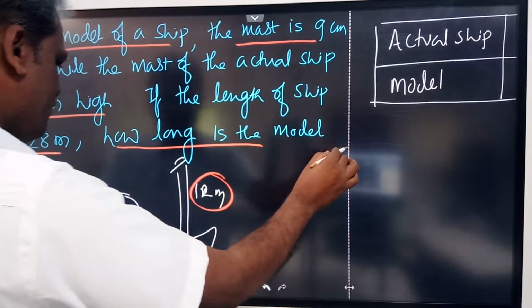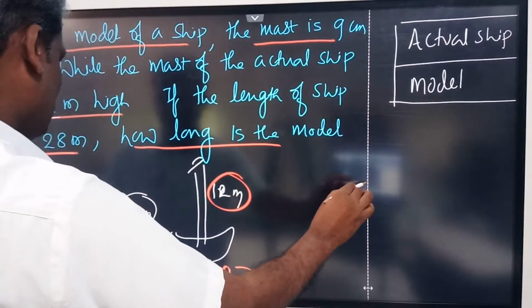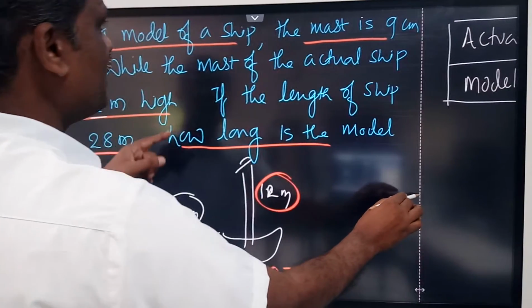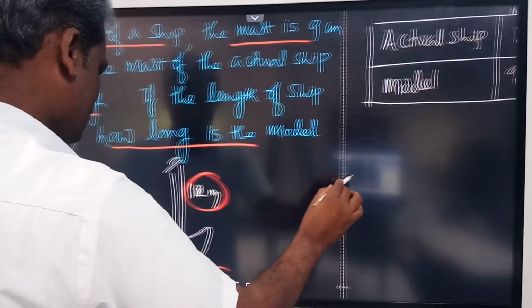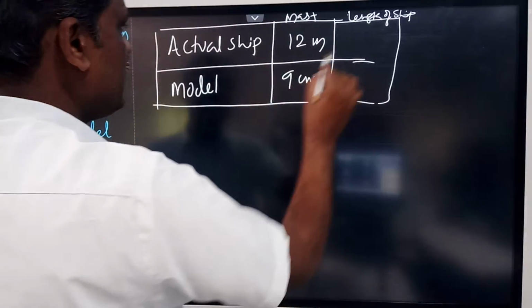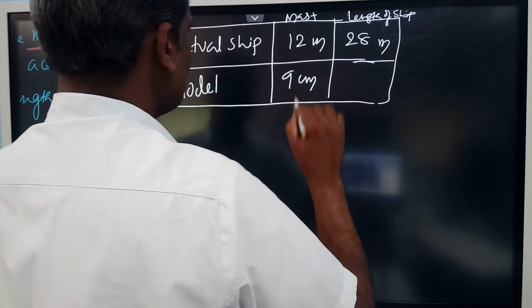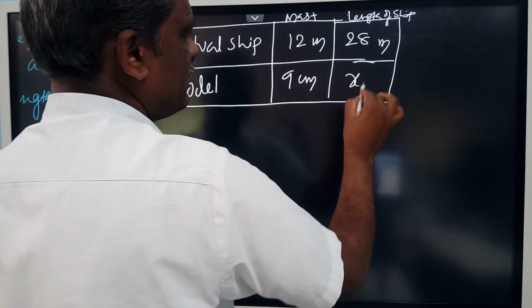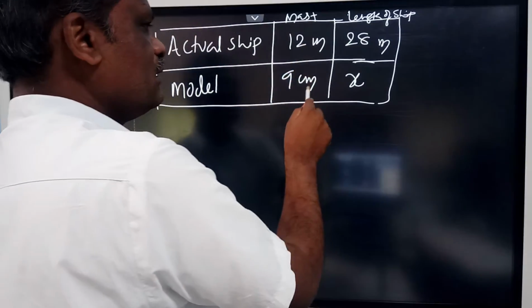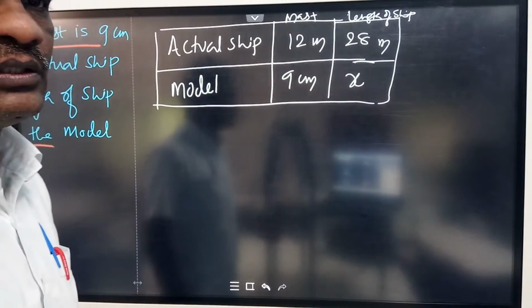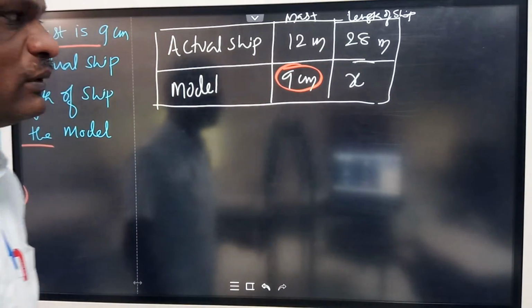Here the actual ship mast is 12 meter, and it is 9 centimeter in the model. Then the actual ship is 28 meter long. Then what is the length of this model? You can write x here. Another important thing you see: this is in meter and this is in centimeter. So you should convert this into meter. Both should be in the same units.